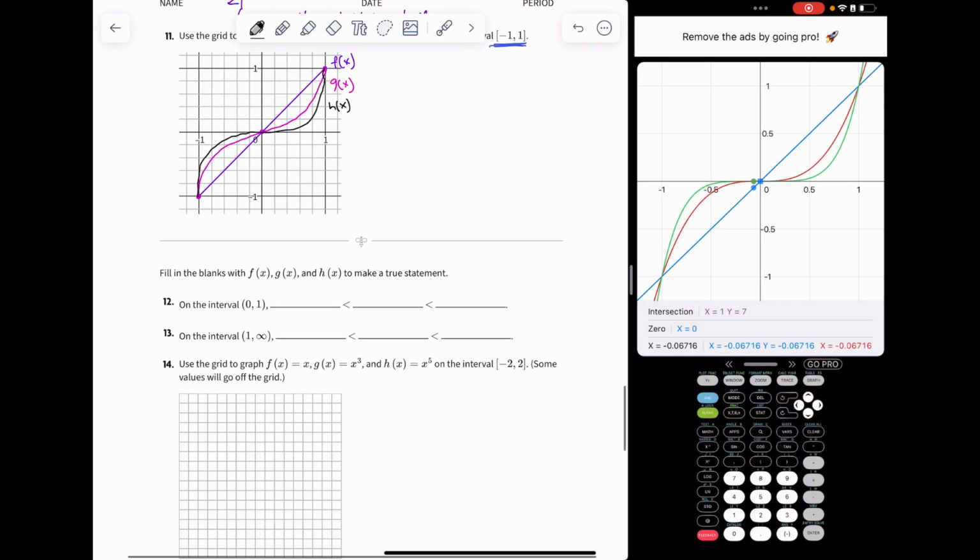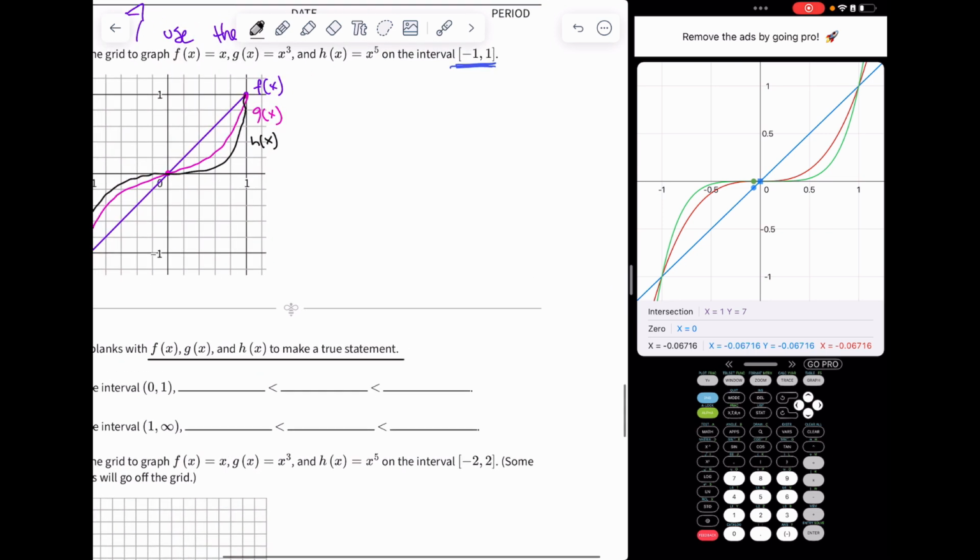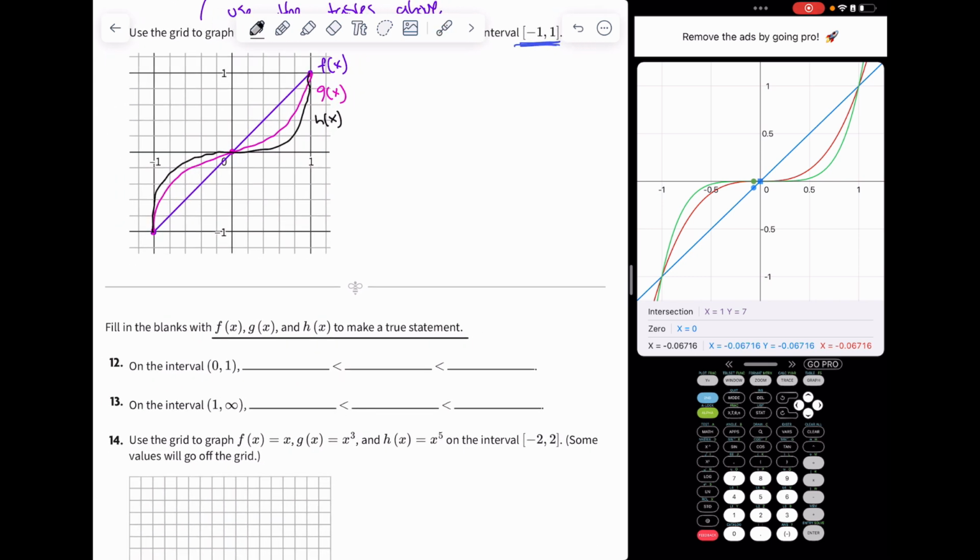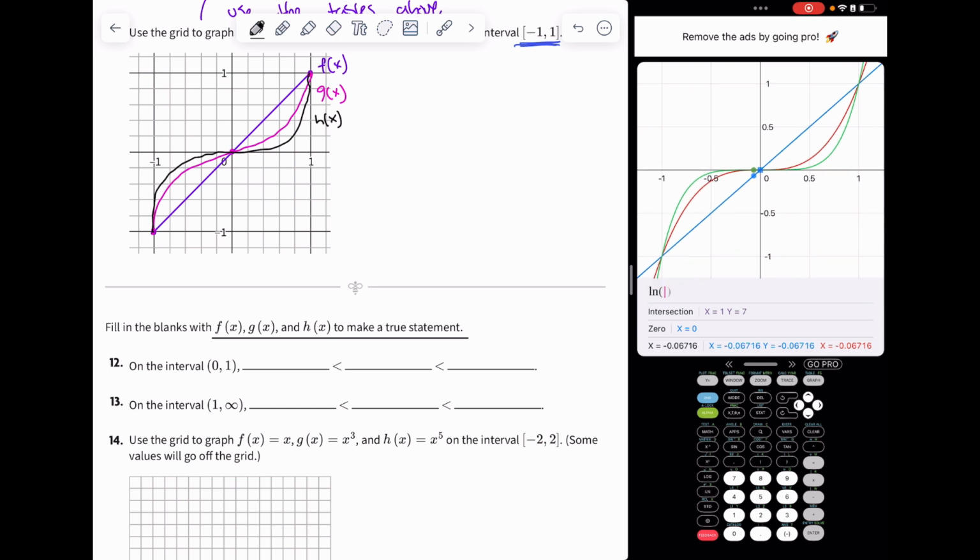Okay, let's think about 12. Fill in the blanks with f of x, g of x, and h of x to make a true statement. So in the interval between 0 and 1, we're only caring about this part right here, between 0 and 1. Which one is the greatest between 0 and 1? That's f of x, right? So f of x is here. F of x is greater here. Between 0 and 1, f of x is above everything else. And then we have g of x, and the smallest is h of x.